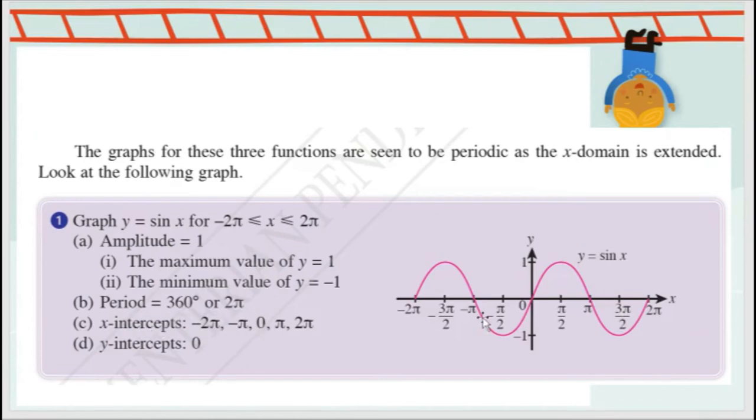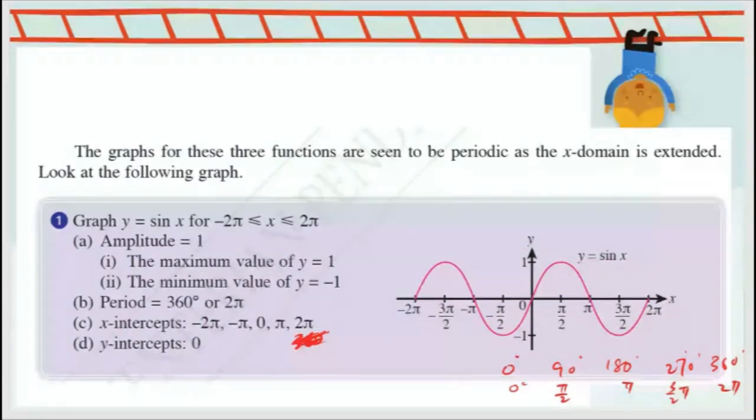Then the x-axis, this one you have to know. Normally we label 0, 90, 180, 270, 360. I'll ask you to label this. When we're drawing or sketching the graph, we have to draw at least these few things: 0, pi over 2, pi, 3 over 2 pi, and 2 pi in radians. Okay, easier for you to remember. Then the y-intercept is 0, because the graph touches at 0. At the y-axis, it touches at the 0 point.